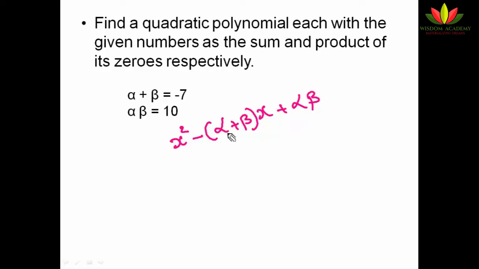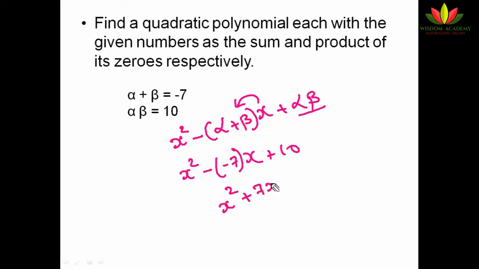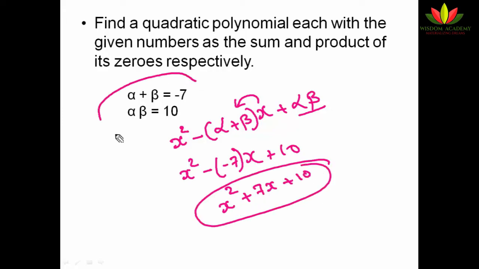It means that the negation of the sum of the roots will be the coefficient of x, and alpha beta, that is the product of the roots, will be the constant term. This way I can write it like this: x square minus, here minus 7 is there, so x plus, and alpha beta will be 10. So this results in x square plus 7x plus 10, the equation we got in the last sum. So the same question I am reversing. People may ask the question like this also.